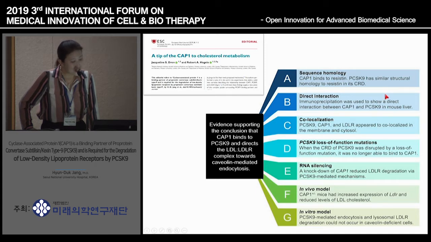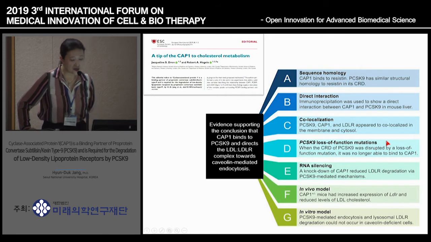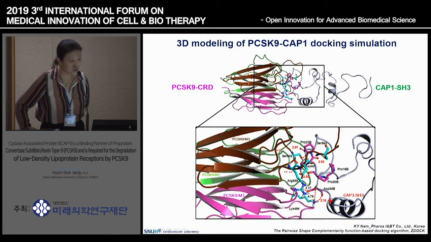For direct interaction, IP was used to show a direct interaction between CAP1 and PC9 in mouse liver. And I also showed co-localized PC9, CAP1, and LDL receptor. And for human genetic relevance, PC9 loss of function mutations. We also performed RNA silencing and generated knockout mice, in vivo and in vitro models, for proving caveolin-mediated endocytosis.